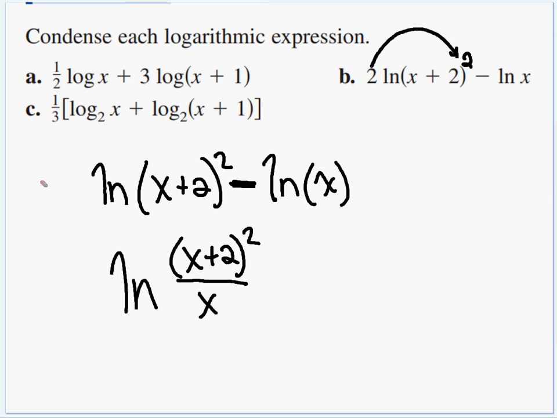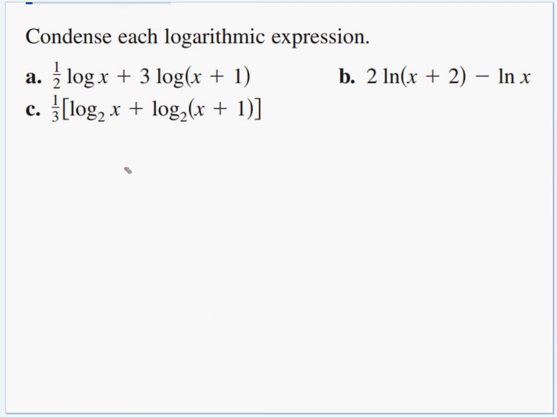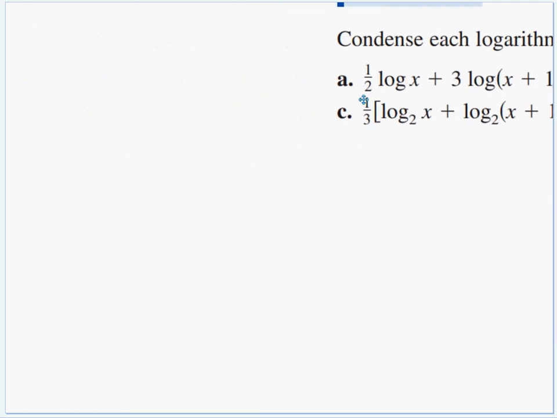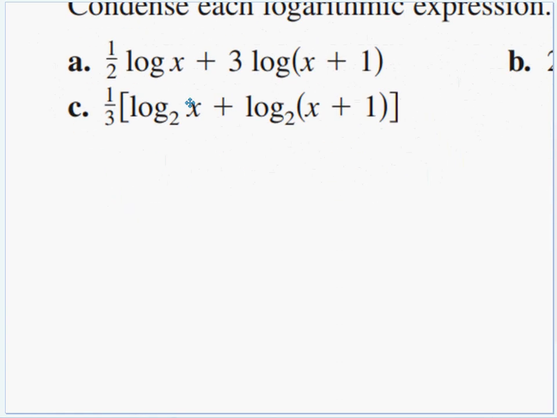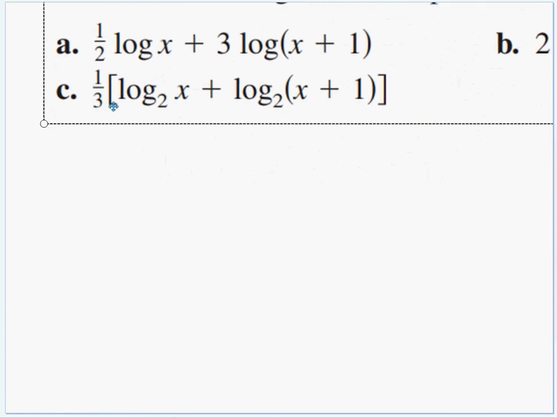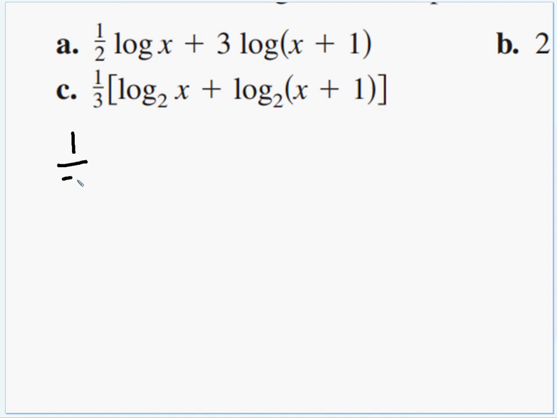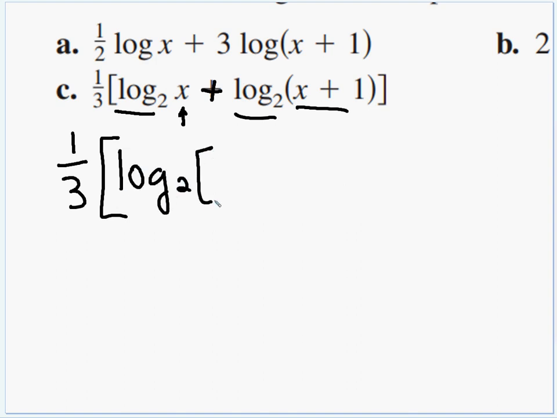All right. Last one, part C. It's a bigger one. Let's be extra cautious about order of operations. Notice we've got the 1/3 out front, and then we've got these brackets, so that 1/3 applies to everything in the brackets. Let's work in the brackets and apply the 1/3 at the very end. So let's see what's going on in here. Log base 2 of an x plus a log base 2 of a quantity. So that's going to condense into a product. We're going to have a log base 2 of the quantity, x times x plus 1.